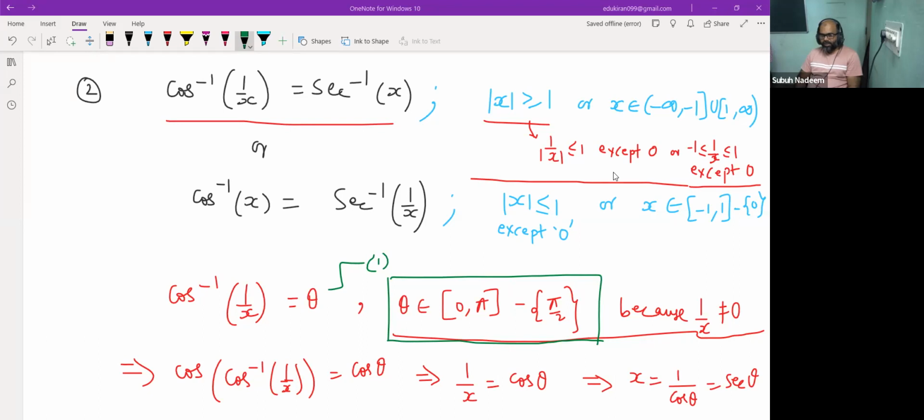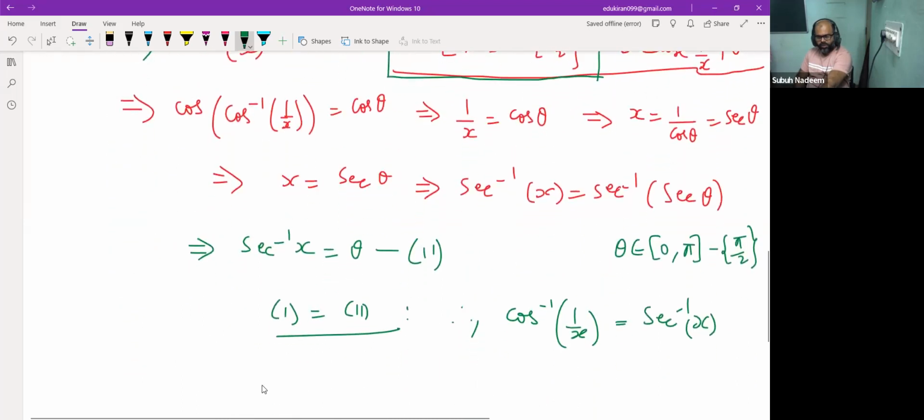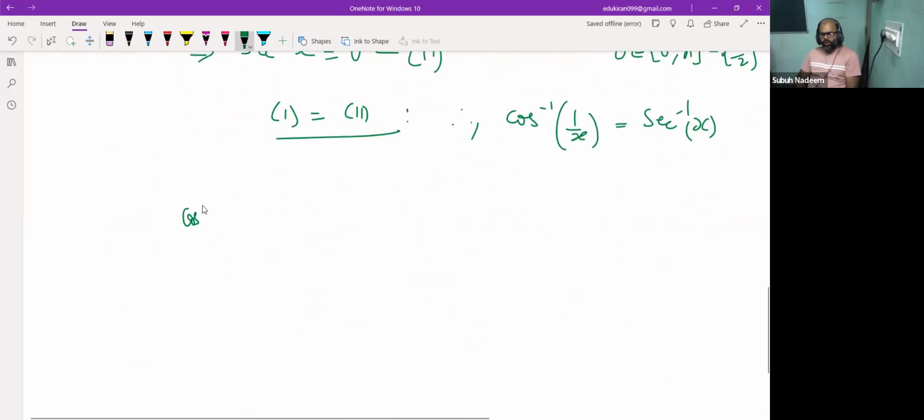Sir, how can we say cos inverse 1 by x is equal to theta, the first equation? Where did we get this? That is what we have taken as the let statement. For example, x is a value, suppose 2. Suppose we have cos inverse 1 by 2. We know that cos inverse 1 by 2 is equal to pi by 3. So this we call theta, because cos of pi by 3, cos 60 degrees, is 1 by 2.